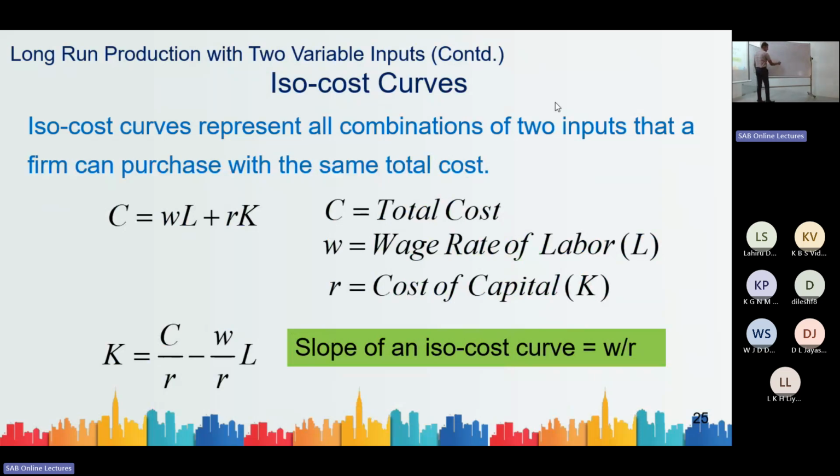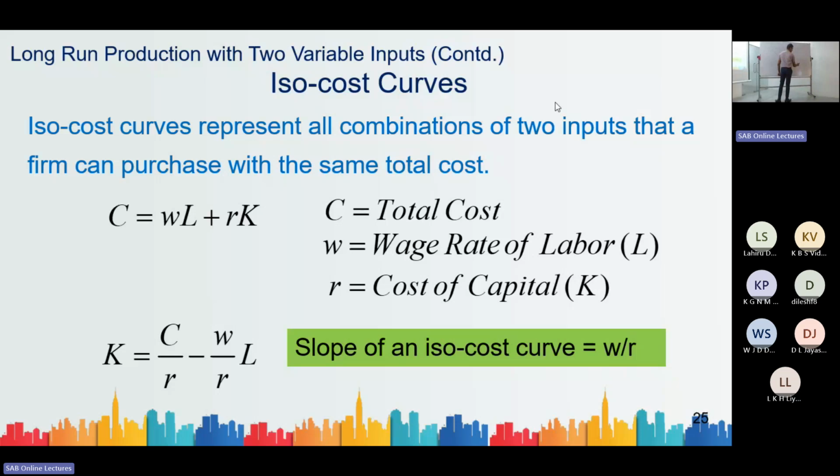In this isocost curve, the vertical axis is capital. So when we are deriving an expression for the isocost, the subject should be capital, right? Because we put capital on the vertical axis. When we are deriving an expression for this isocost curve, the subject should be capital.